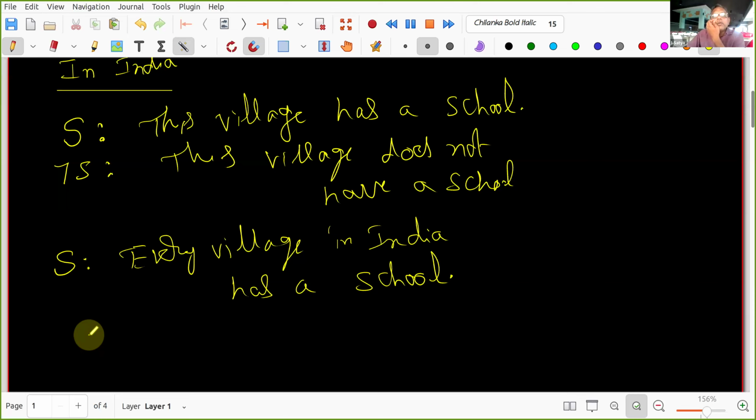You can tick yes, but look at this statement and the earlier one. There, there is only one village and the negation is very simple. Here, I'm talking about all villages in India, not just one, and the property is the same: has a school. In this case, what do we need to do? Those who ticked, can you call one person? Jyoti. Arpit. We will find a single village which doesn't have a school.